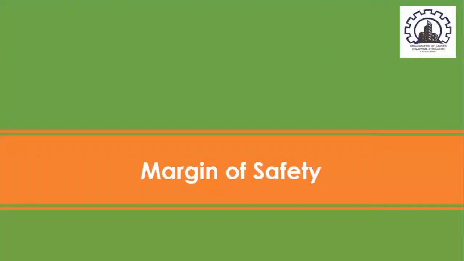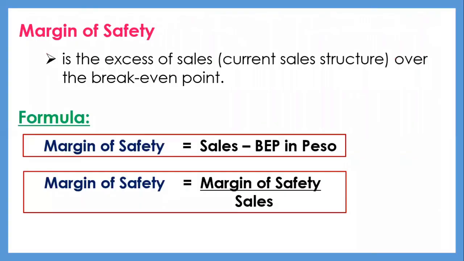And that would be our next key area, which is the margin of safety. So what is meant by margin of safety then? Margin of safety is the excess of the current sales structure over the break-even point. This method will allow the company to view the amount of sales to drop before losses can begin to creep in. Now, for the formula in getting margin of safety, we can make use of two formulas. First, we have sales minus break-even point in peso, or margin of safety all over sales.